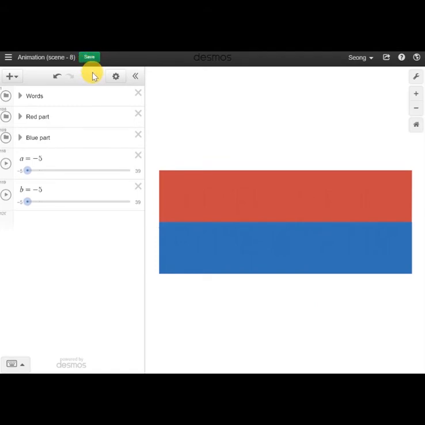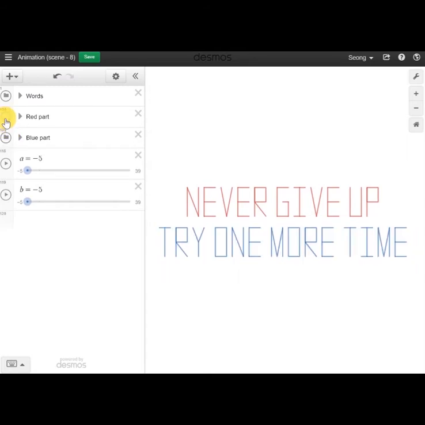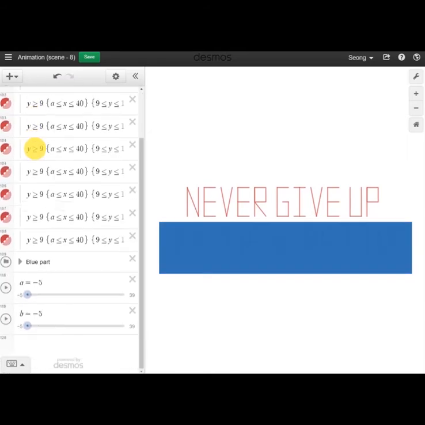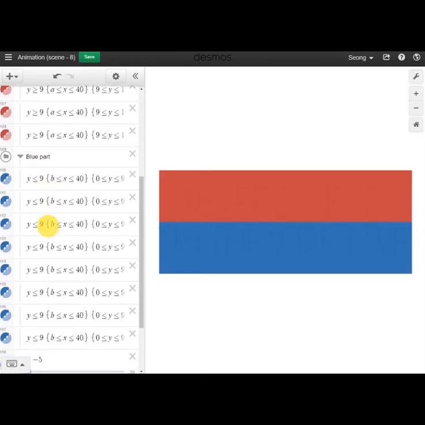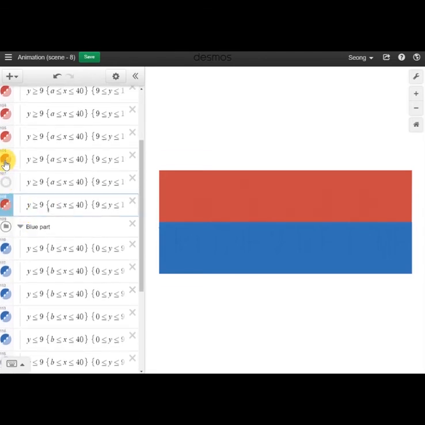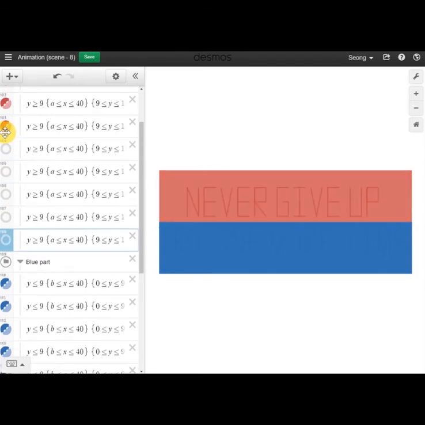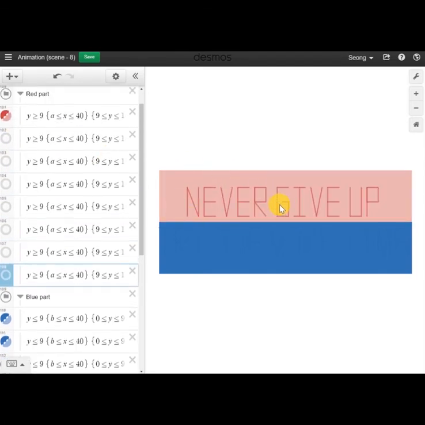Finally, I use the linear inequalities to color the parts. For example, in the last scene, I use lots of linear inequalities to hide the words. I use at least 10 linear inequalities on each part of the color because only one inequalities is not enough to hide the words, as we can see from here.